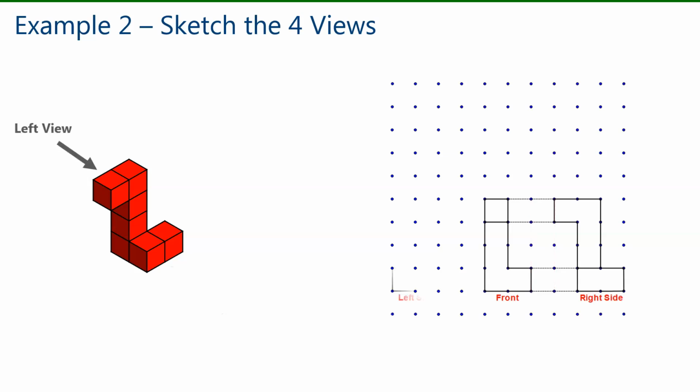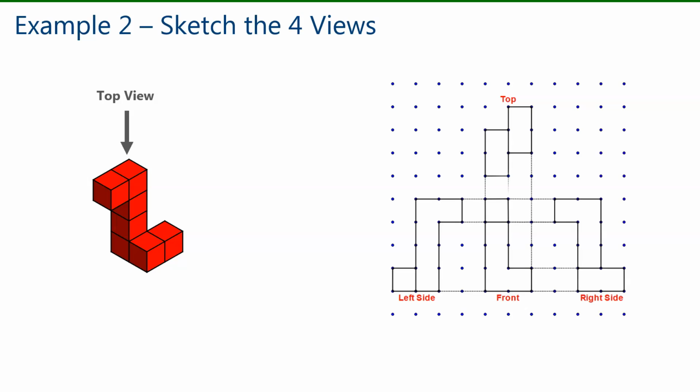The left view would look like this. We need to draw a line here to indicate a change in depth, and we make sure that the left side view is exactly 1 block to the left of the front view. Finally, the top view would look like this. We would need to draw 1 line here to indicate a change in depth, and we make sure that the top view is exactly 1 block above the front view. As always, we make sure we connect all corners using dotted lines to show how all four views line up.